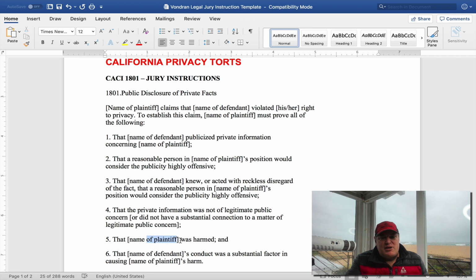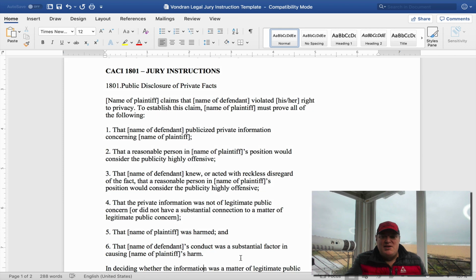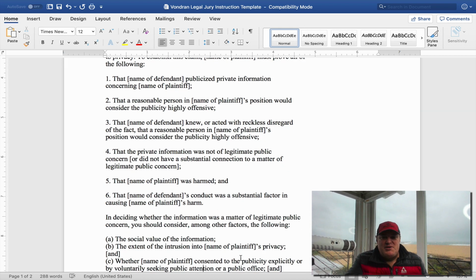Plaintiff needs to show, number 5, plaintiff was harmed, and that the defendant's conduct was a substantial factor in causing the plaintiff's harm. So again, you may have multiple defendants. You need to show each one as a substantial factor. So just name the ones that you know are a substantial factor.